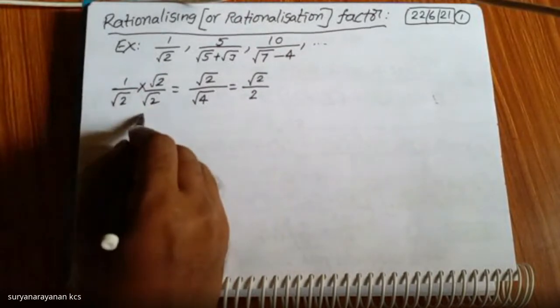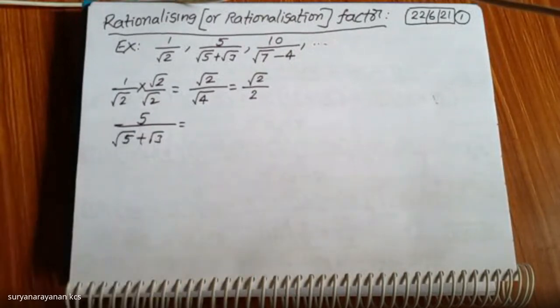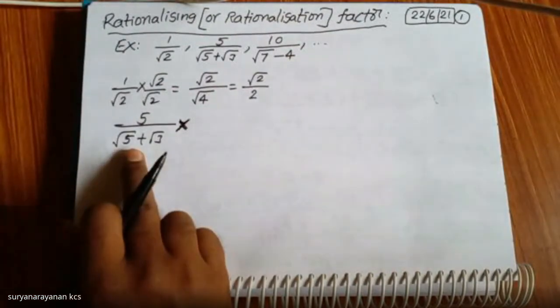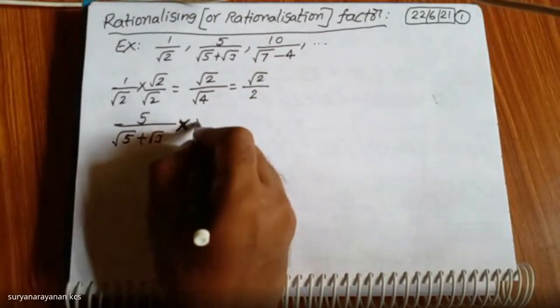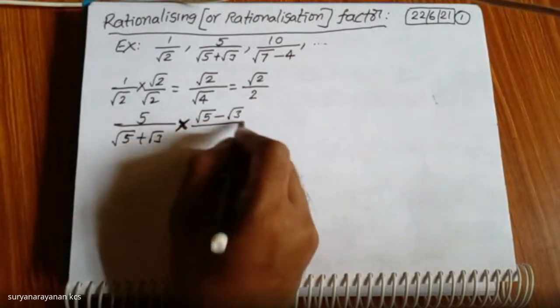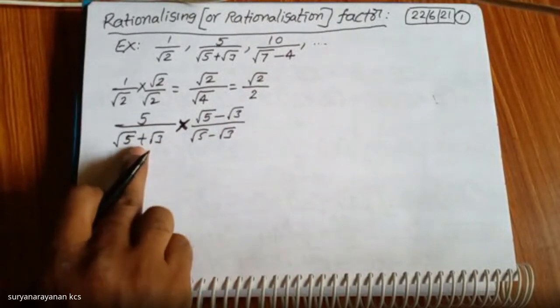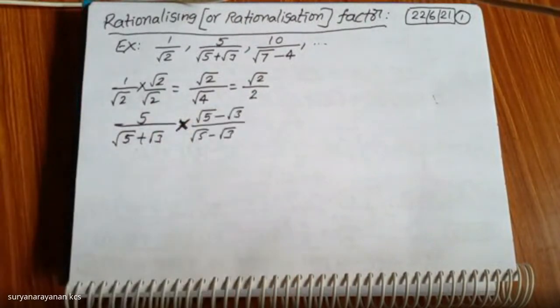Let us take another example. 5 by root 5 plus root 3. Now we have to find out which irrational number is suitable, by which if you multiply this number, we get a rational number. Here, root 5 plus root 3. If we multiply the numerator and denominator of this fraction by root 5 minus root 3, a simple trick: between these two numbers, here the plus sign is there, I have taken minus. That is the only simple trick.